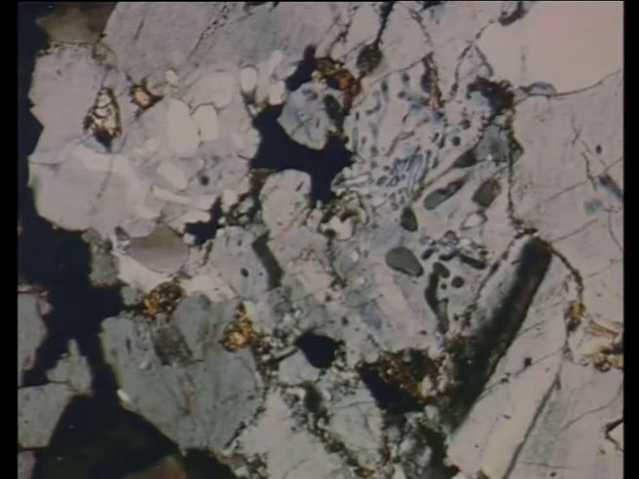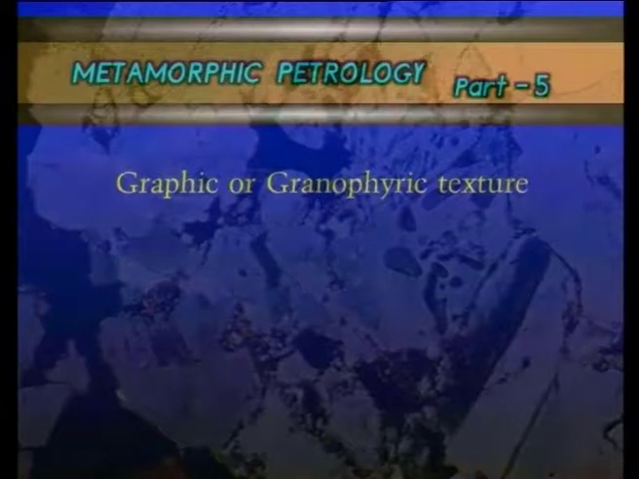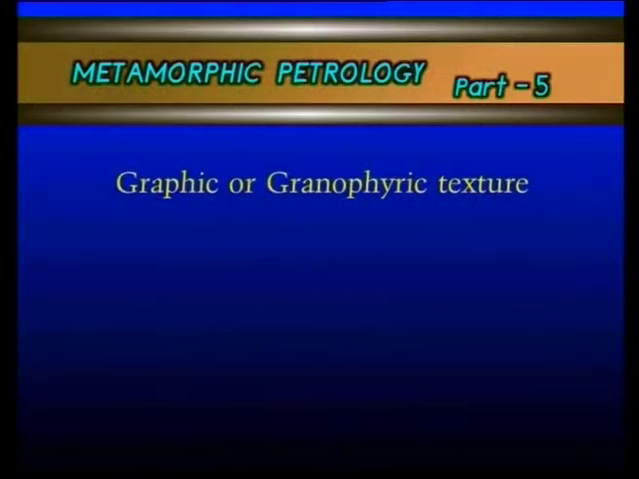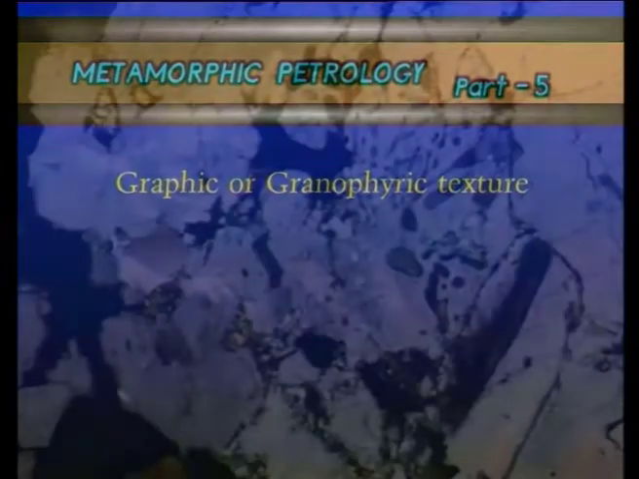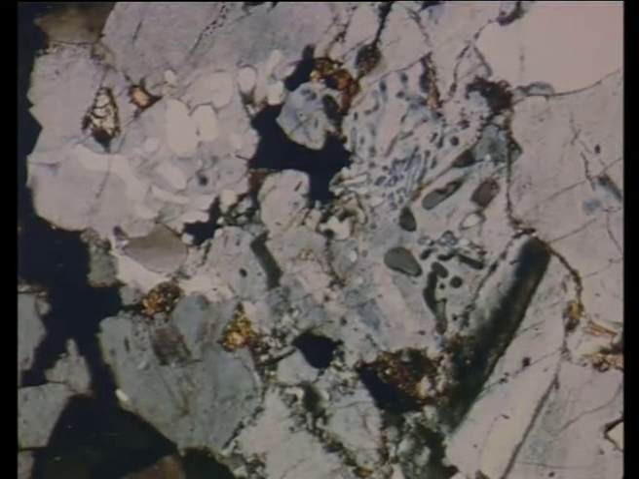If you see an intergrowth between potash feldspar and plagioclase with quartz, then normally the texture is graphic or granophyric. So these are the common textures which are also present in metamorphic rocks. Normally, in granulite facies rock, we can observe perthite and antiperthite textures with graphic textures. So these are the important textures, particularly in metamorphic rocks.